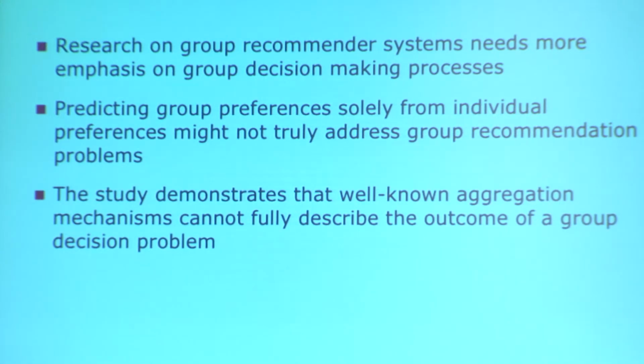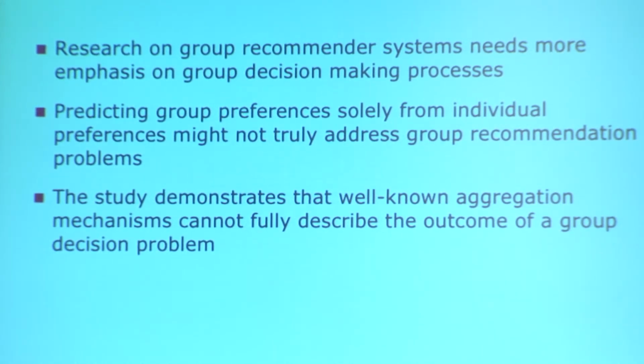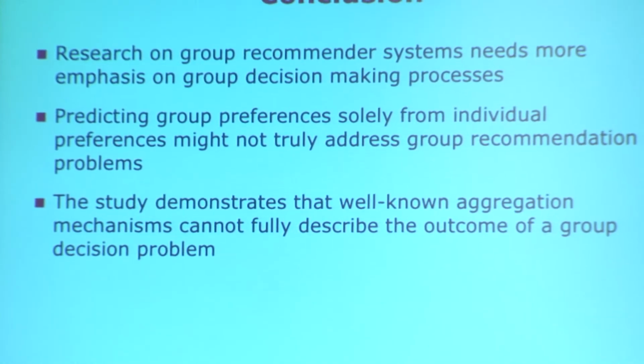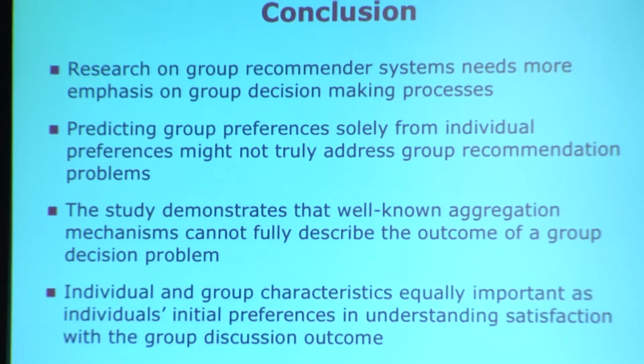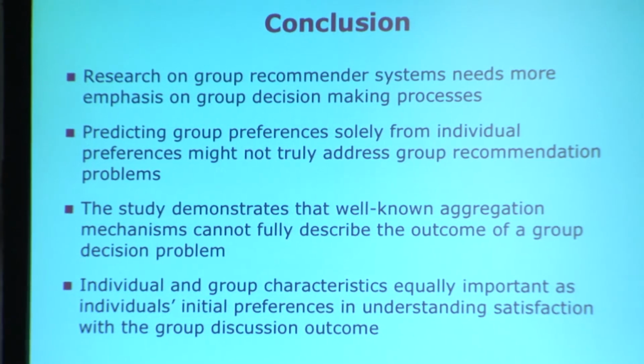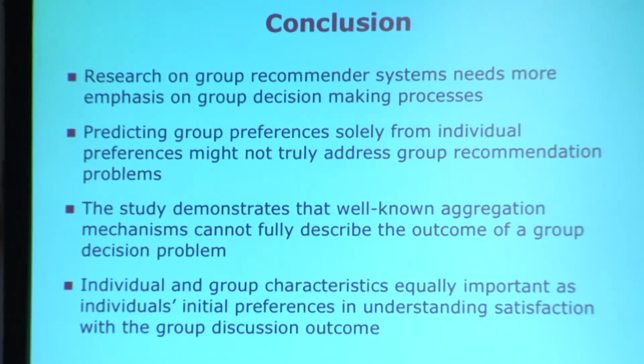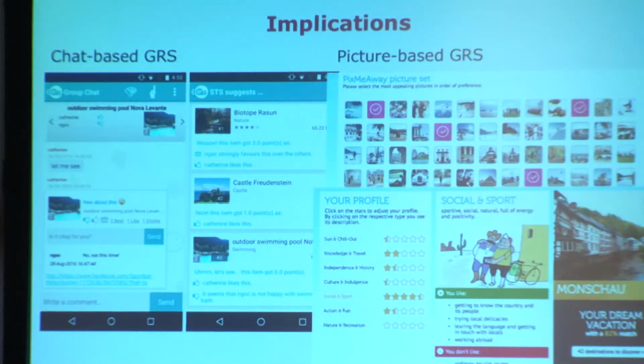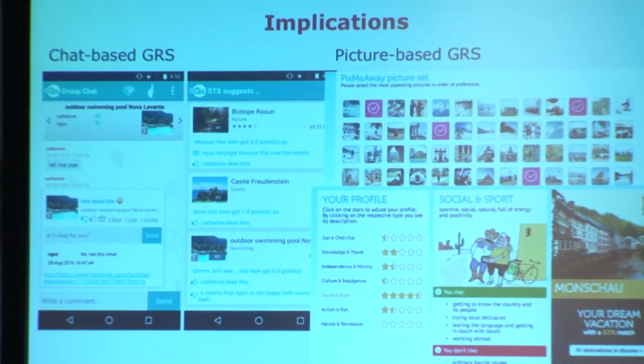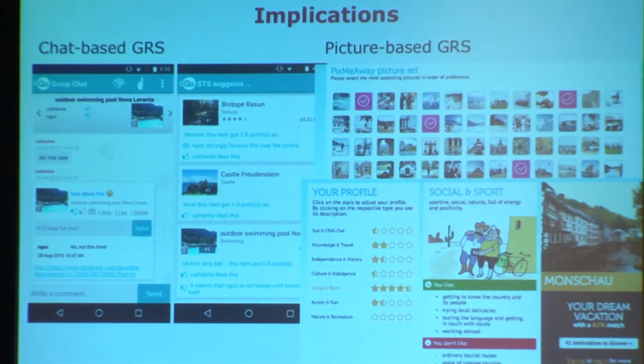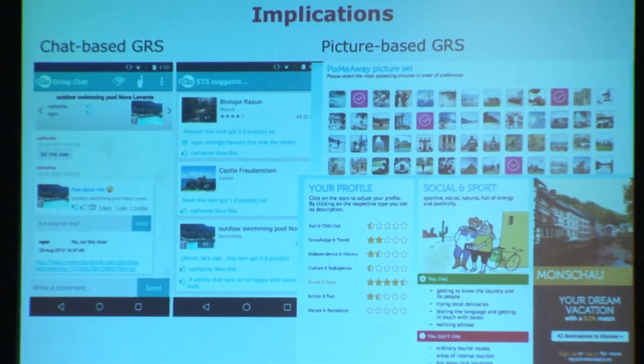Next, the study really demonstrates that well-known aggregation strategies cannot fully describe the outcome of a group decision problem. And finally, as we saw, some individual and group characteristics are equally important as individual preferences in understanding choice satisfaction at the end. Also, the findings of this study will be implemented in two applications.